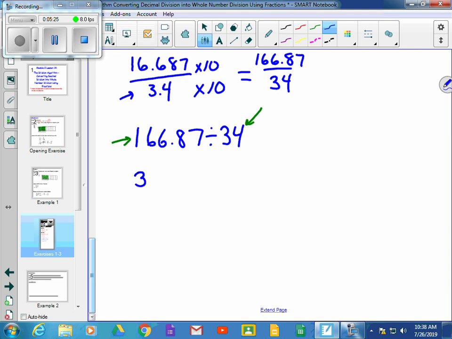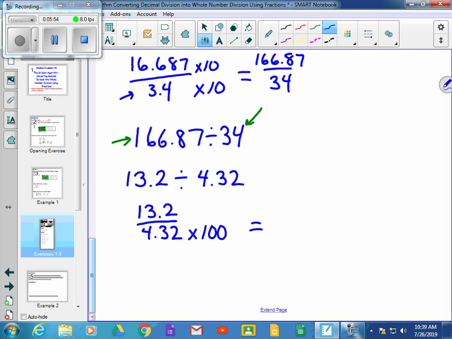What if we get 13.2, and let's divide it by 4.32. Rewriting that as a fraction, we have to multiply this denominator by 100, moving it two places to the right, giving us 432.